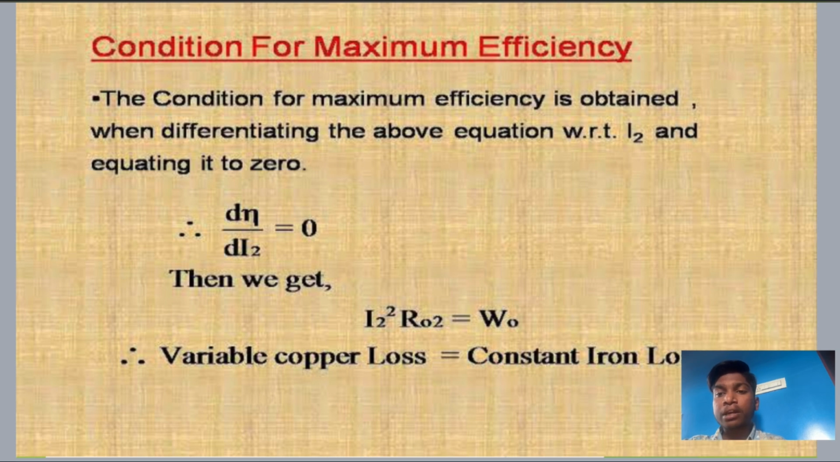The condition for maximum efficiency is obtained when differentiating the above equation with respect to I2 and equating it to 0. That gives dη/dI2 equals 0. Then we get I2 squared R02 equals W0. So here variable copper loss is equal to constant iron loss.